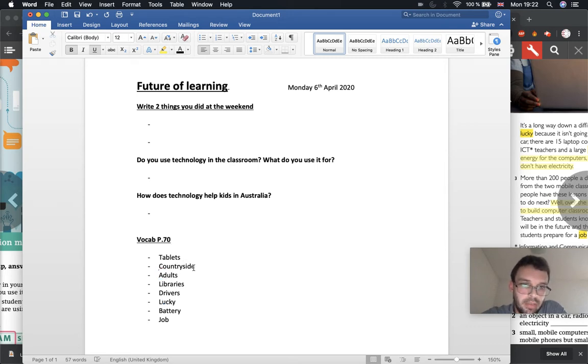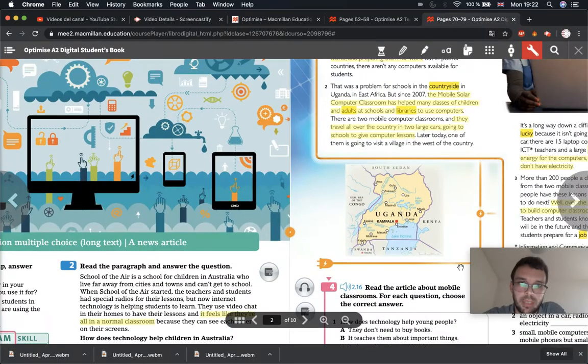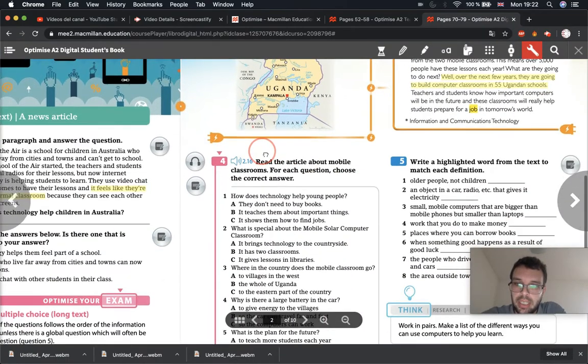Tablets, countryside, adults, libraries, drivers, lucky, battery, and job. Okay, I think you know all these words. But just write them down, so we have a nice organized list of vocabulary in our notebook. Okay, all finished? Good. Let's move on to exercise 5.